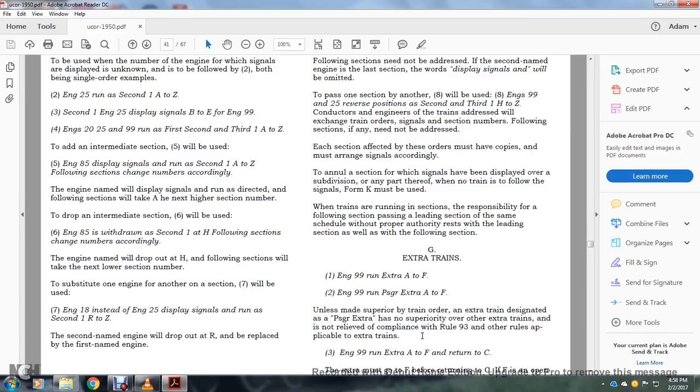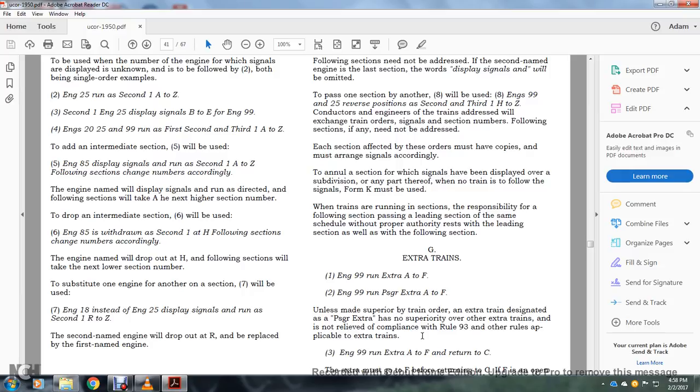The intermediate section will be used. Engine 85 displays a signal and runs in the second 1 A to Z. Following the section, change the number accordingly. The engine name of the display signals runs directed with the following section. Taken with the A, he has the next higher section number. The drop intermediate section will be followed.